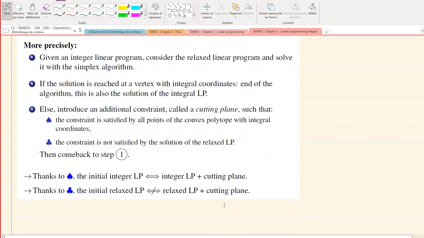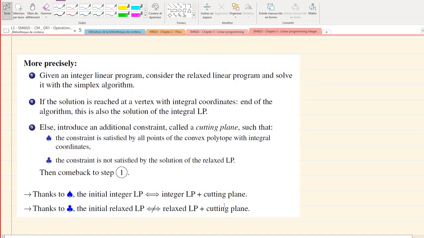So this is how it will be presented. Given an integer linear program, we take the relaxed problem. So we remove the conditions where the variables should be integer, and then we solve it using the simplex algorithm. If the solution you find is a solution with integer coordinates, you're done. Okay? If not, you have to do a cutting plane.